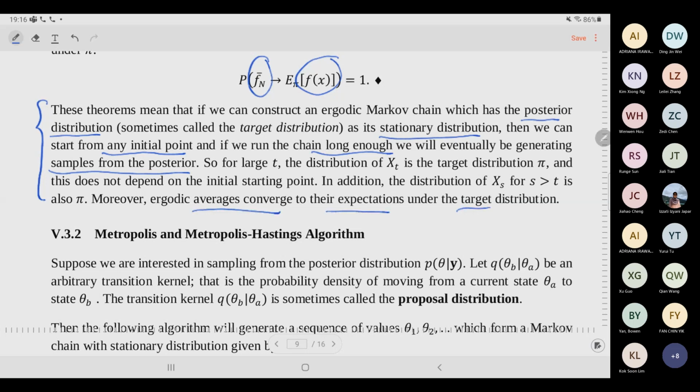So I think I will stop now. For those who have time, you can look over all the definitions and so on.